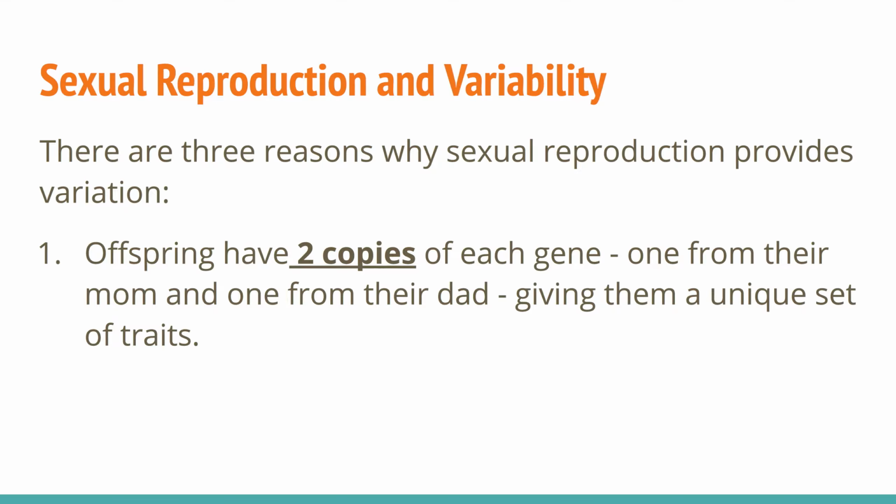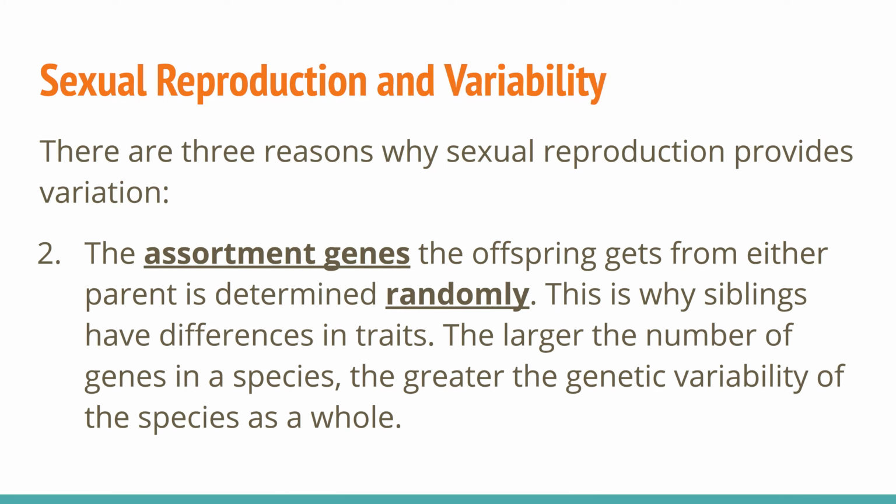There are 3 reasons why sexual reproduction provides these variations. The first one is that offspring have 2 copies of each gene, one from their mom, one from their dad. So they have a unique set of traits because they're getting 2 different copies. Then the assortment of genes the offspring get from either parent is determined randomly. This is why siblings will have differences in traits. The larger the number of genes in a species, the greater the genetic variability of the species as a whole.